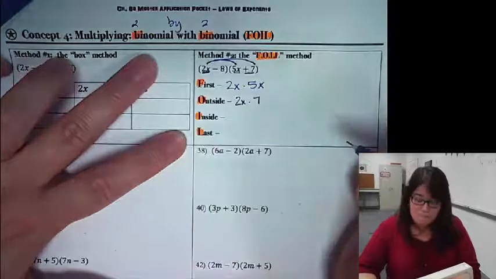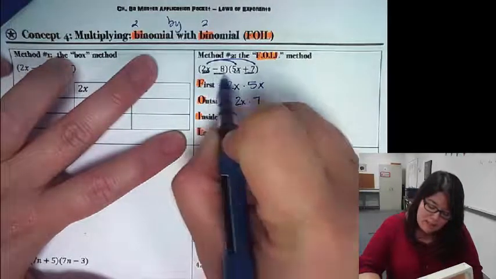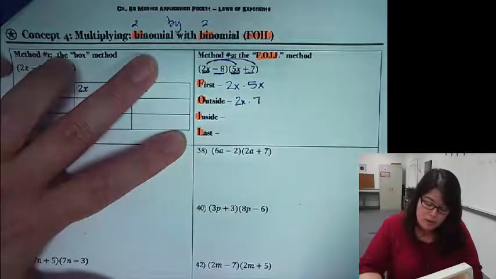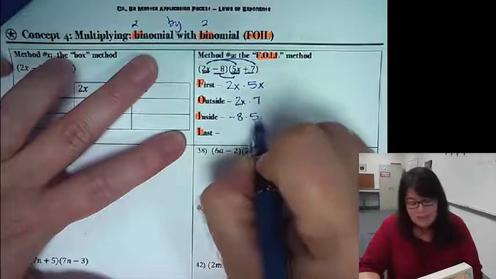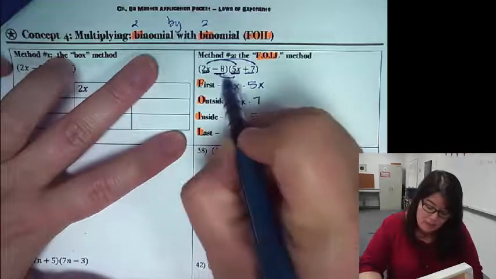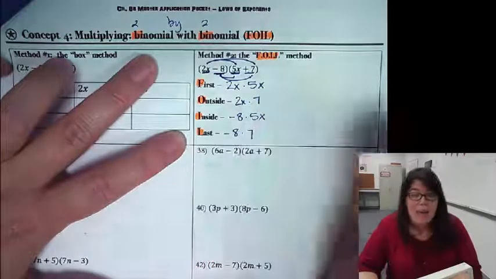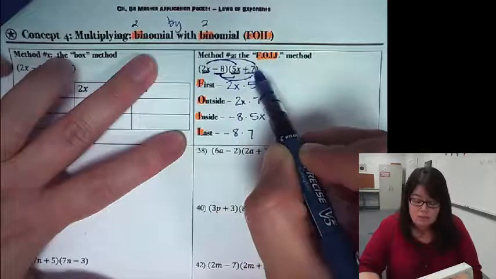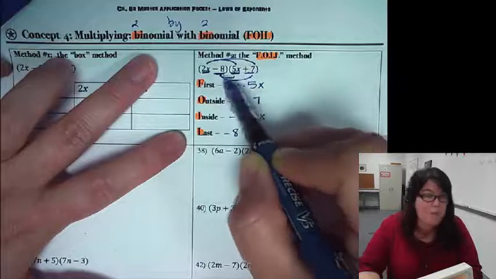And we would do that. Then we would do the inside terms. The inside terms are this negative 8 and 5x, because they're on the inside of this little cluster of numbers here. So we'd multiply those two things together, negative 8 times 5x, and then the last two terms, negative 8 times positive 7. And again, what I want you to see here is that this is really just distribution: distributing the 2x to everything, and then distributing the negative 8 to everything.